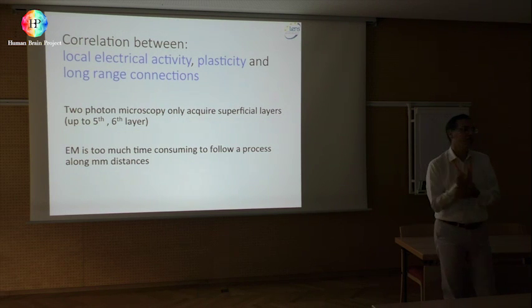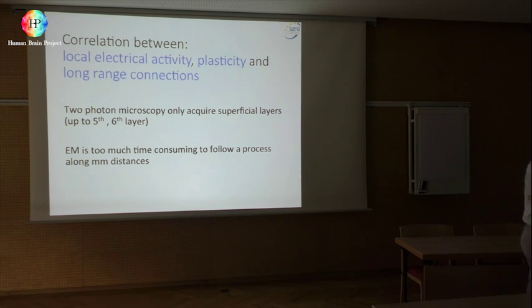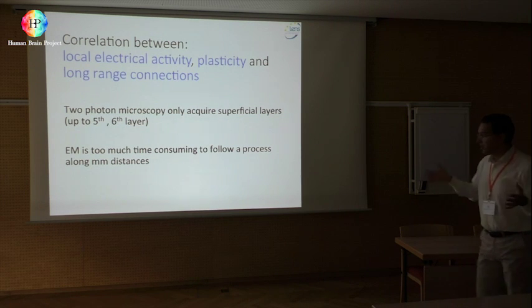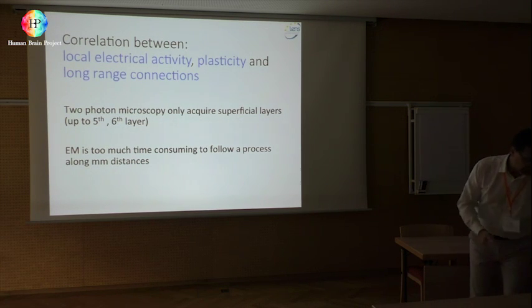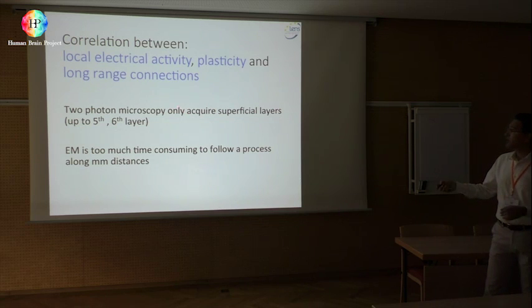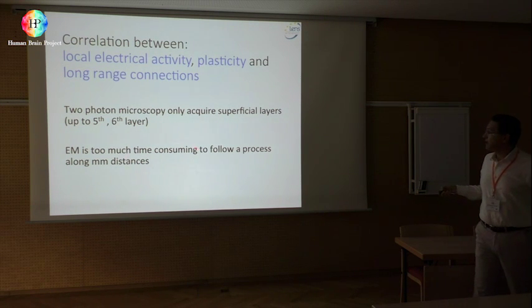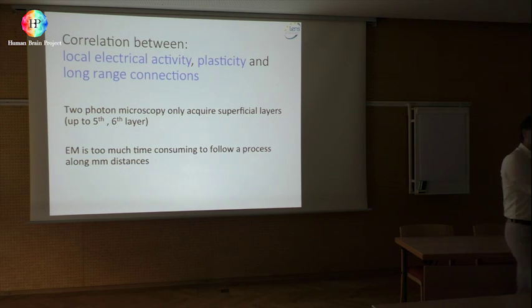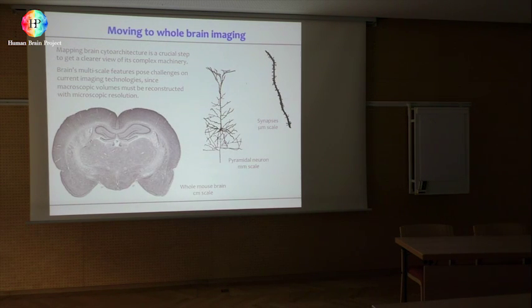So I need a piece of information now. I need to know where these kinds of cells with the long-term projection are connected. And the problem is that with those two kinds of techniques, I cannot do that. Because with two photons I can arrive in vivo to the 5th, 6th layer, and with electron microscopy I can image only small parts. Right. So now I have the challenge to move to whole brain imaging.